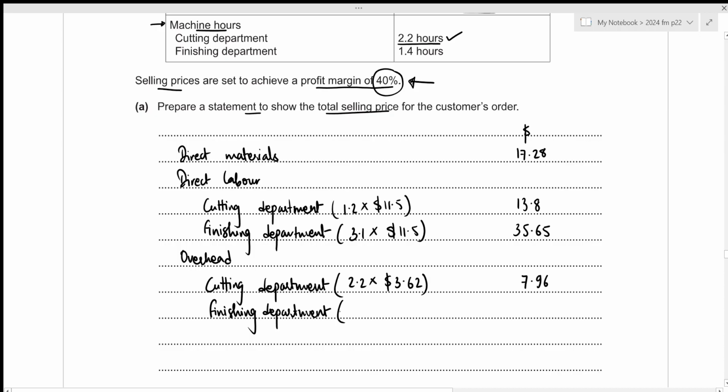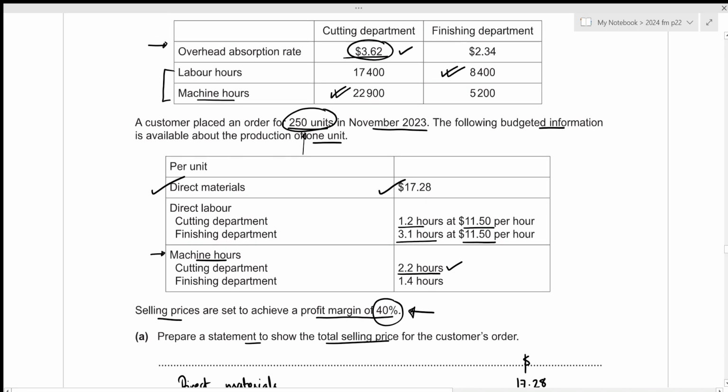We then repeat the same process for finishing department. For finishing department, the overhead absorption rate is 2.34 and the basis for this one is labor hour. So in order to calculate the per unit overhead, we just need to multiply this overhead absorption rate to the per unit labor hour.